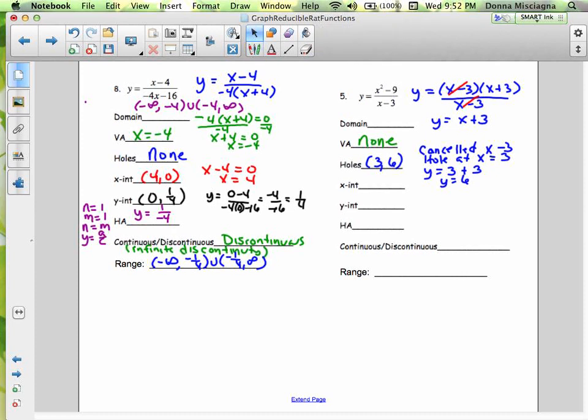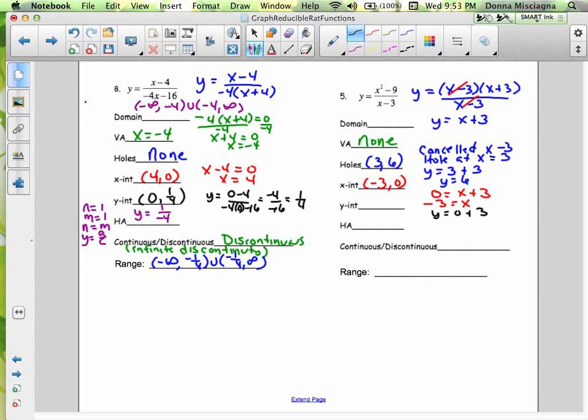All right, so we can find the x-intercept and y-intercept. This time we won't have a numerator to set equal to 0, we'll just set the whole thing equal to 0. So for the x-intercept, 0 equals x plus 3. Subtract 3 from both sides, and (negative 3, 0) is the x-intercept. To find the y-intercept, just plug in 0 for x. So y equals 0 plus 3, so (0, 3) is the y-intercept.